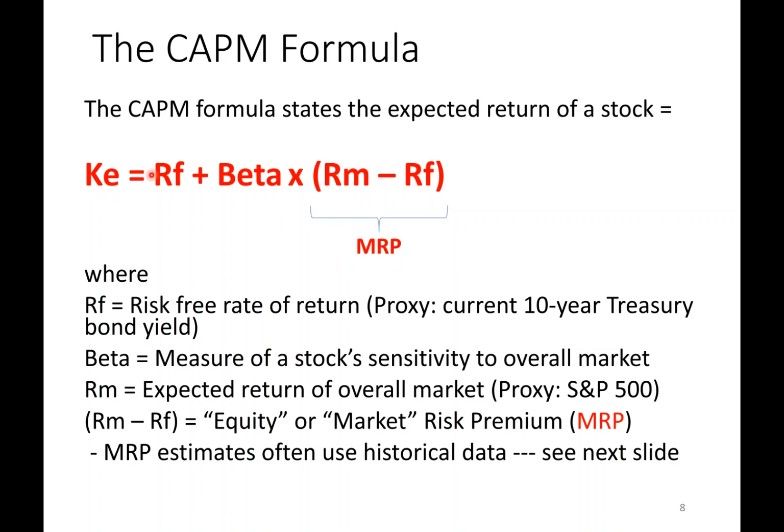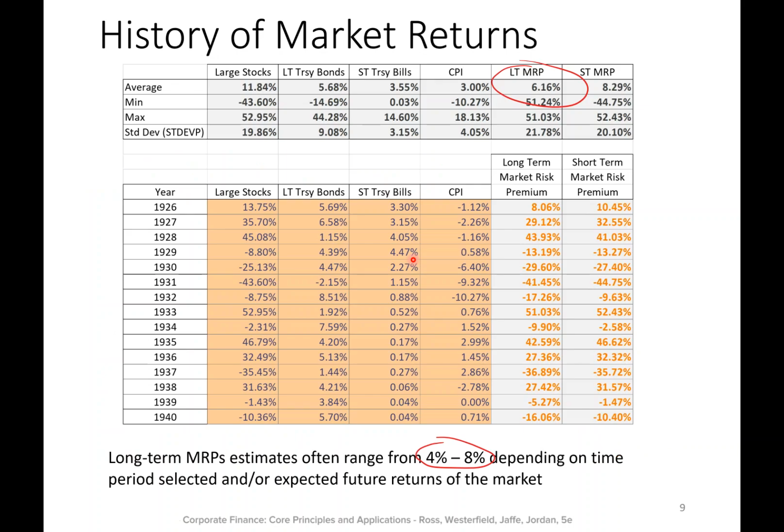So it's obvious I can get the RF from just observing or finding the yield on 10-year Treasuries, and I can run a regression to get beta. So how do I get the expected return of the market over risk-free rates, called the market or equity risk premium? So what I have here is some data.